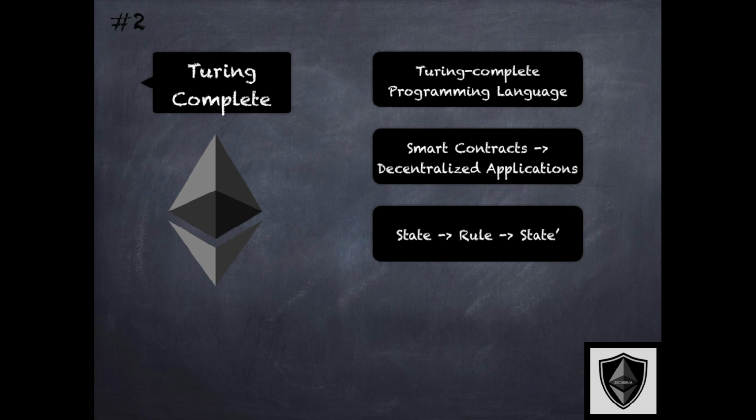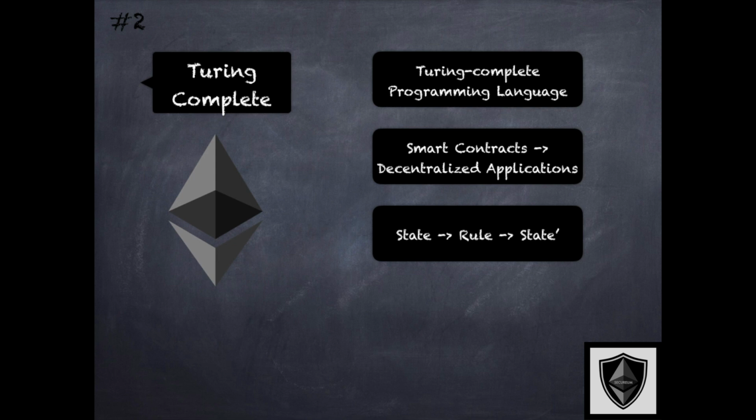And if you're familiar with finite state automatons from computer science, this is what it really is, right? So you have a state, a rule is applied to that state, it reads the state and modifies the state and takes it from state to state prime. This is sort of the formalization.